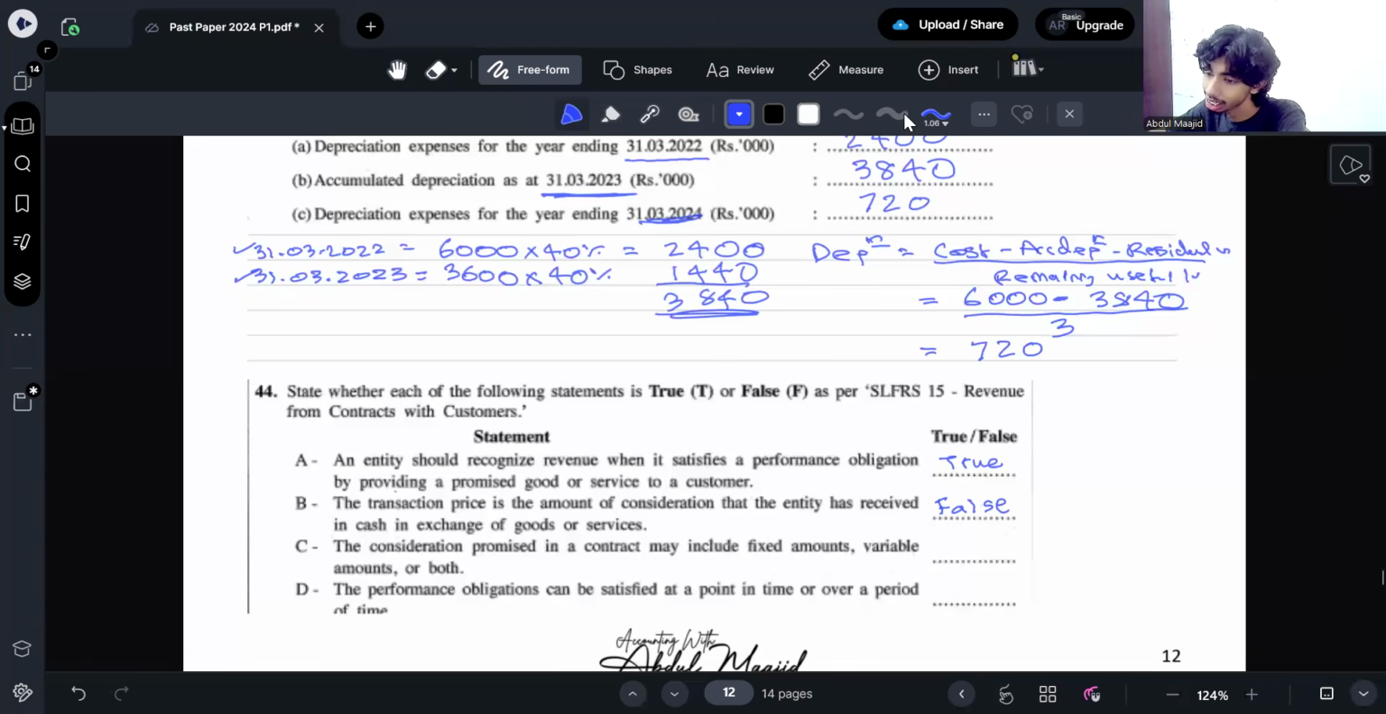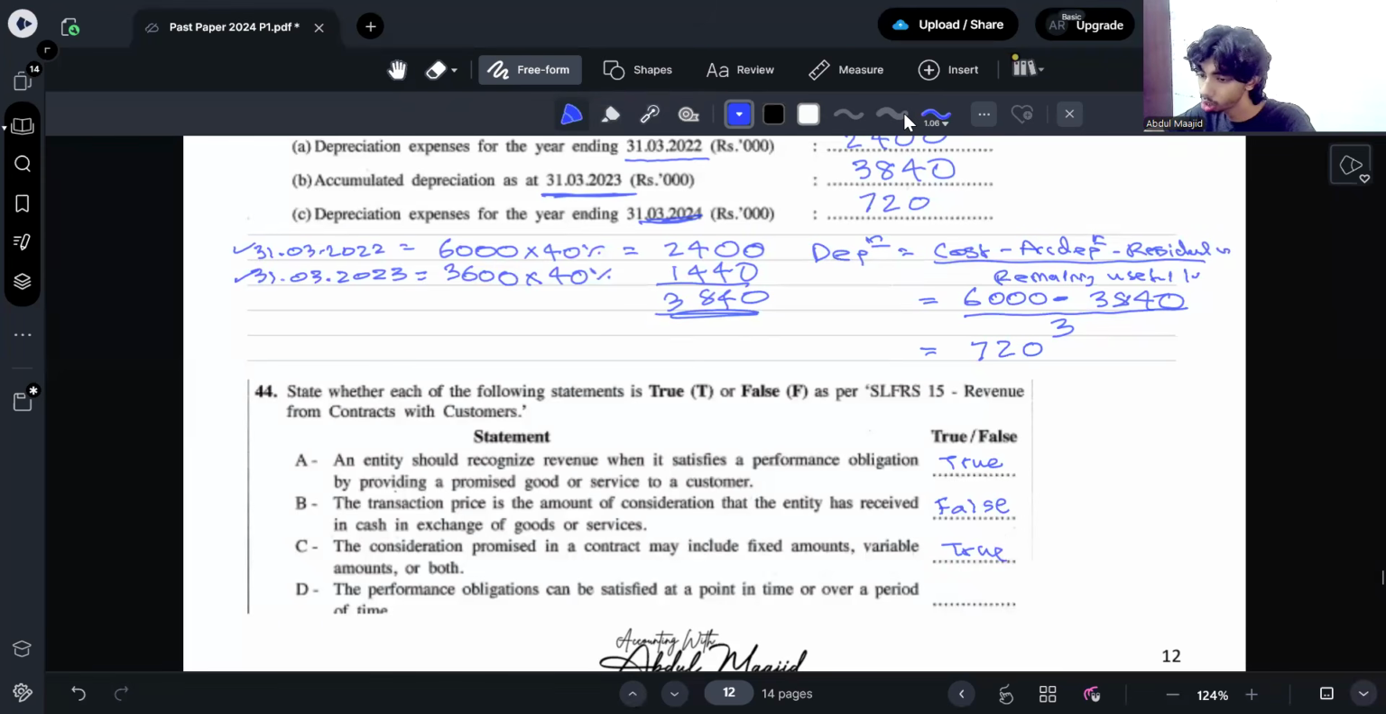C. The consideration promised in a contract may include a fixed amount, variable amount, or both. That is true. So normally when you sell a good, the goods may be a fixed amount. The variable amount may be the services. For example, let's say annual service is 100,000. If you're taking 1 year of service, that will be 100,000, 2 years of service, 200,000, right? So normally the goods are of fixed amount, services are variable amount. You can have both as well in a contract.